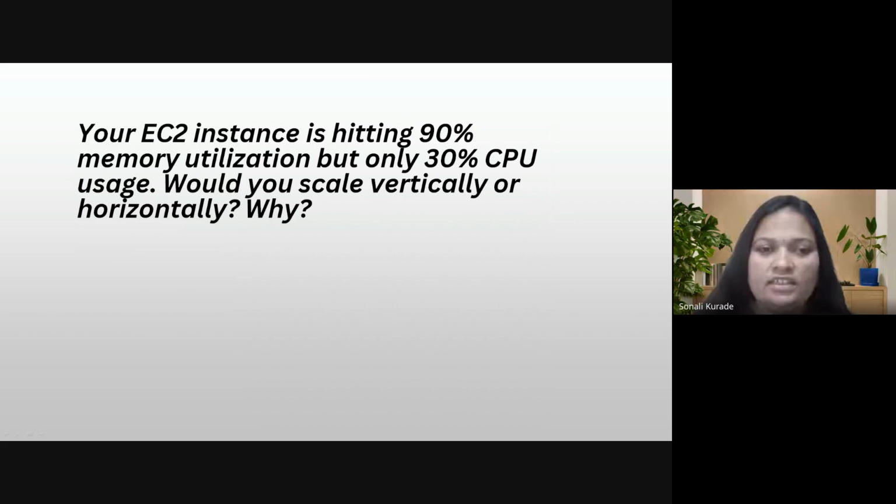Yes, exactly. As you said, the bottleneck is memory, not CPU. So if we go with vertical scaling, that will be a good option. Here we can increase the instance size to one with more RAM. It means we can move from T3 medium to T3 large, or we can even jump to a memory optimized instance type. So that will be the best option according to this scenario.